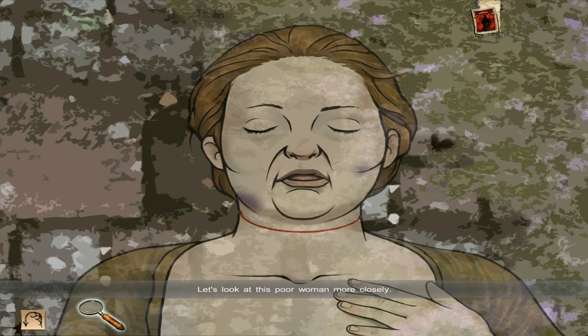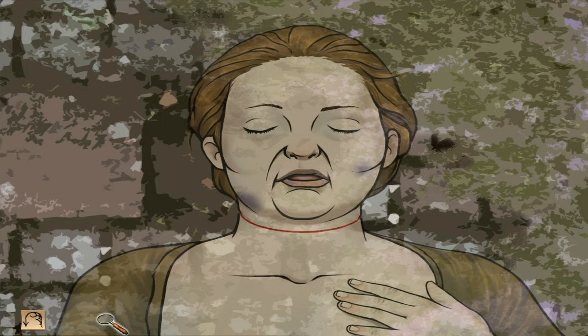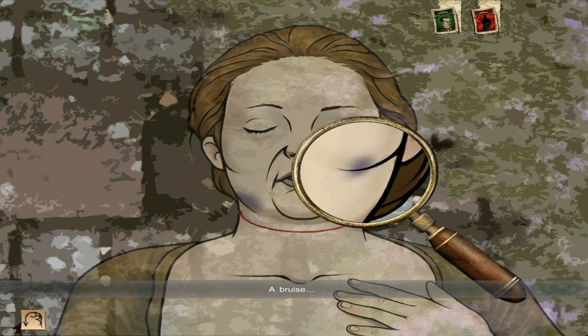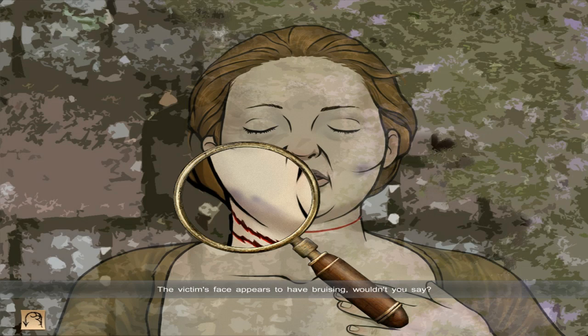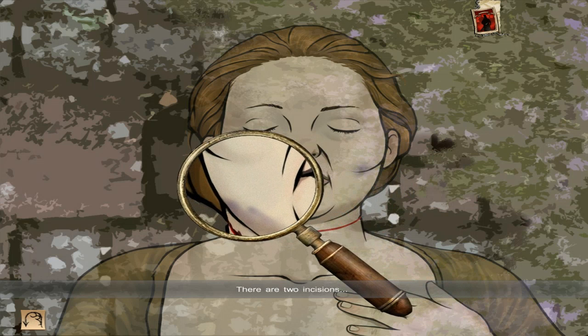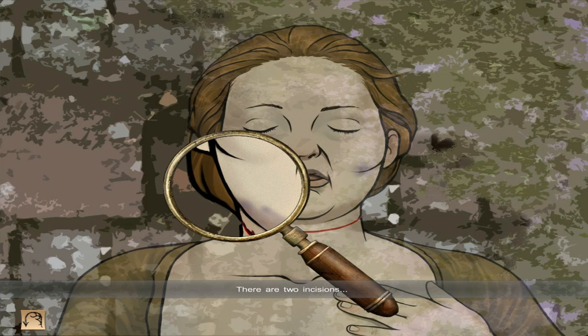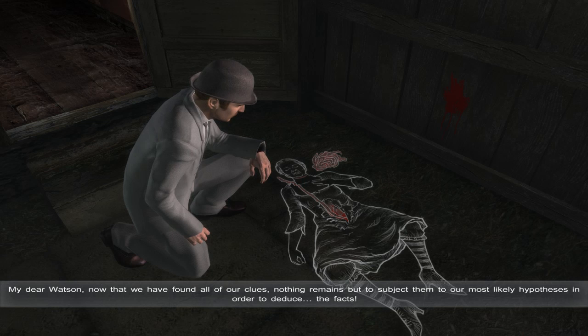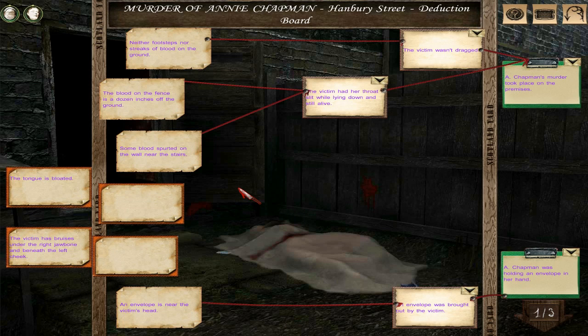Let's look at this poor woman more closely. Same method. The tongue is swollen, bruised. The victim's face appears to have bruising, wouldn't you say? Look at her neck. What can you tell me? There are 2 incisions. My dear Watson, now that we have found all of our clues, nothing remains but to subject them to our most likely hypotheses in order to deduce the facts. Right.